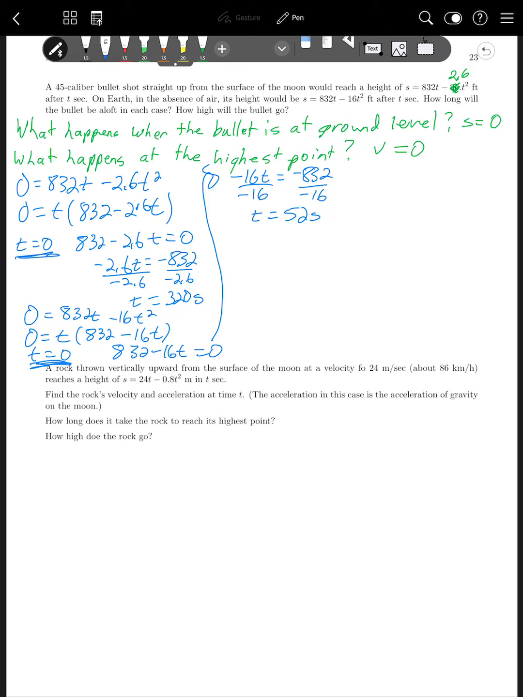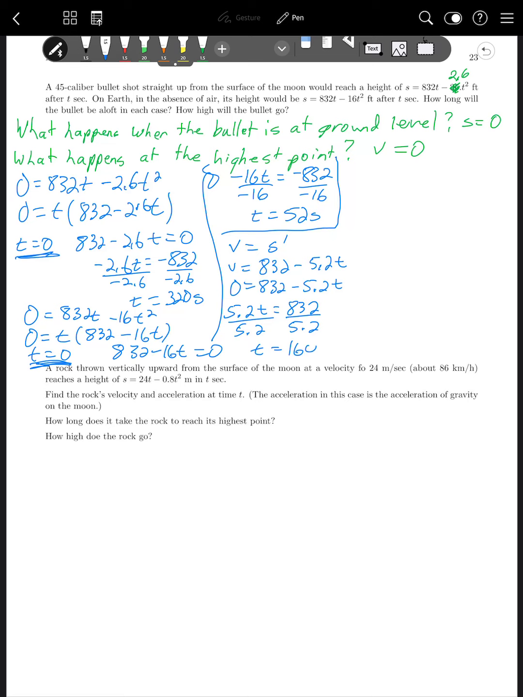So that's part 1. Now to do part 2, we have to start out by finding the derivatives, right? Because I want to know what happens when the velocity reaches its highest point. The velocity is equal to the first derivative of the position. On the moon, the first derivative would be 832 minus 5.2t. Now we want to plug in 0 for velocity and solve. So 0 equals 832 minus 5.2t. Add 5.2t to both sides and divide by 5.2. When you do it, you get 160 seconds.